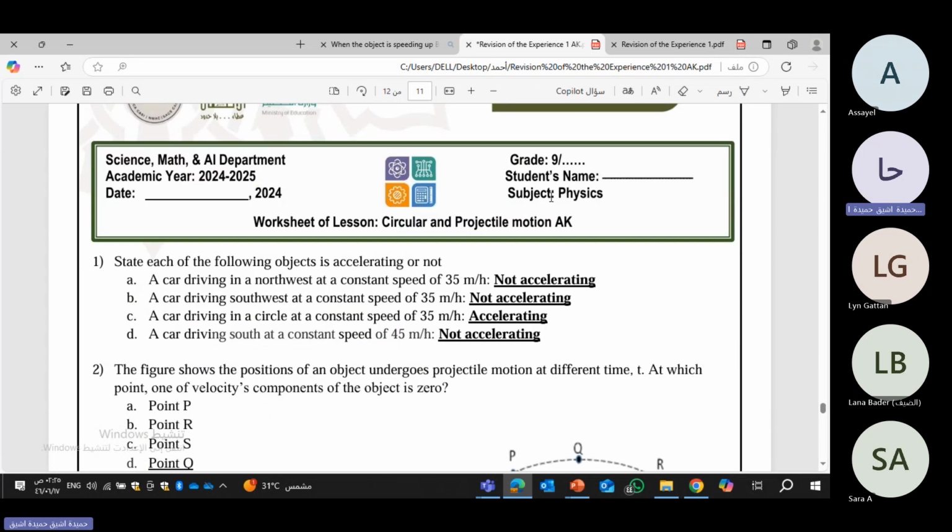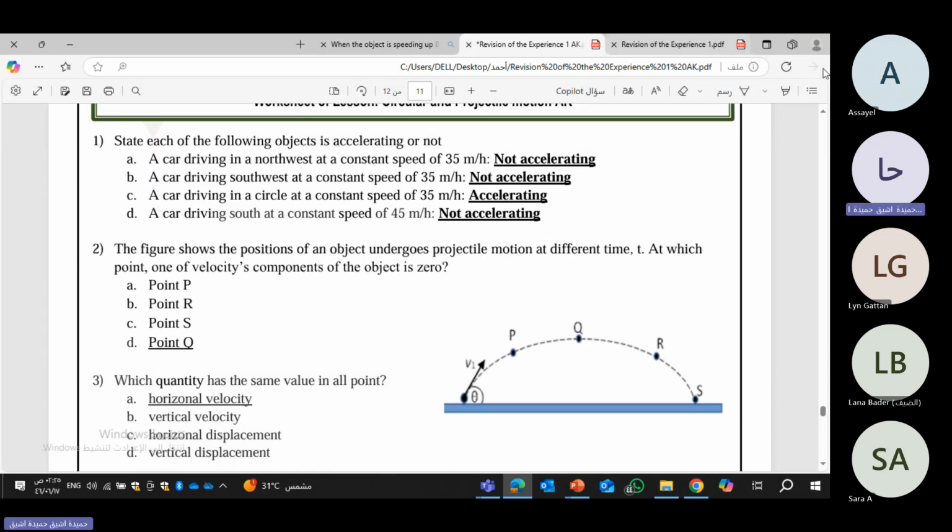Okay, the last one. I did it with you, but I'm going to repeat. Here it says if you have acceleration or not. Look, girls, all of them have constant speed. And we already know if you have constant speed, it means it doesn't speed up or slow down. So no speeding up, no slowing down. Now we have the third situation of acceleration. Does it change direction or not? Let's see. The first one, northwest, one direction. Southwest, one direction. South, one direction.